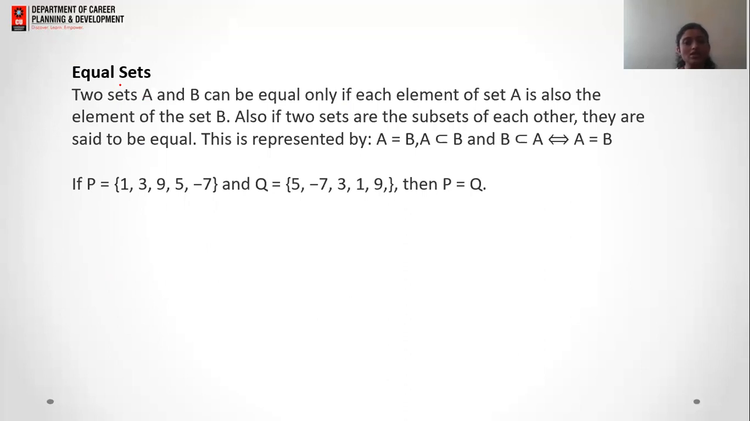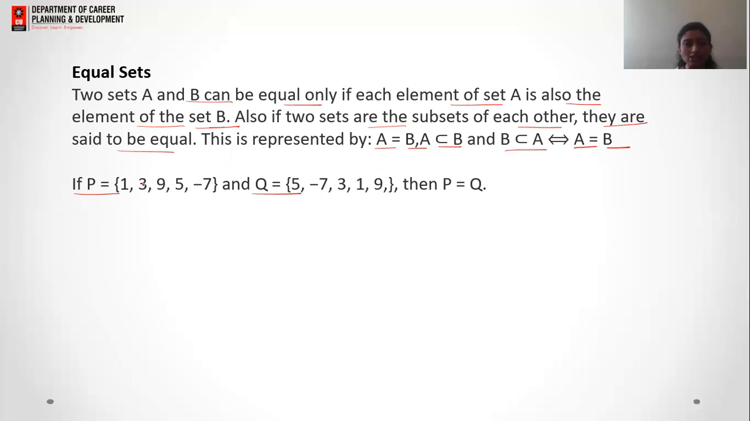Next is equal sets. What are equal sets? Two sets A and B are equal if each element of set A is also an element of set B. That is known as equal sets. Also, if two sets are subsets of each other, they are said to be equal. This is represented by A equal to B. A is a subset of B, and B is a subset of A. And we can say A equals B. It means the cardinal number as well as the elements are the same.